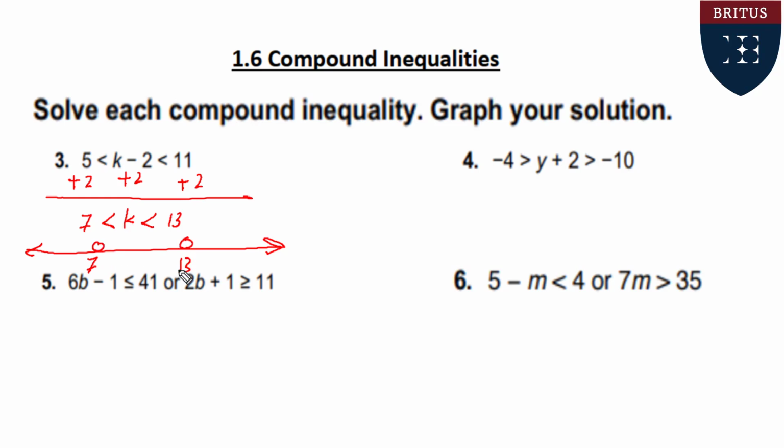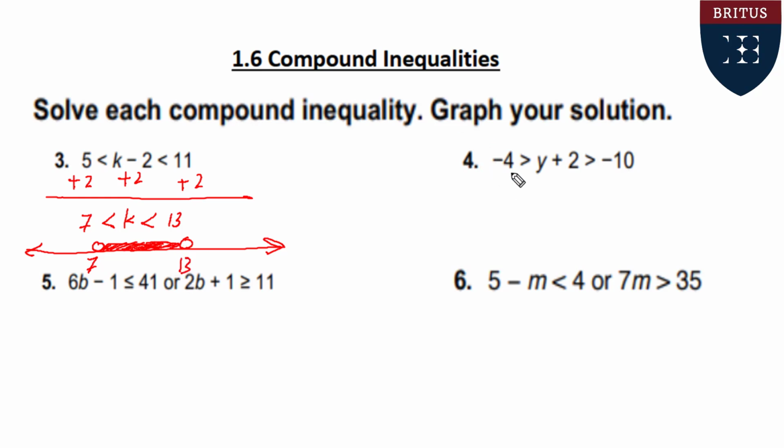So no shaded circle, an unshaded circle. Then shade between them. So the solution is all real numbers between 7 and 13.